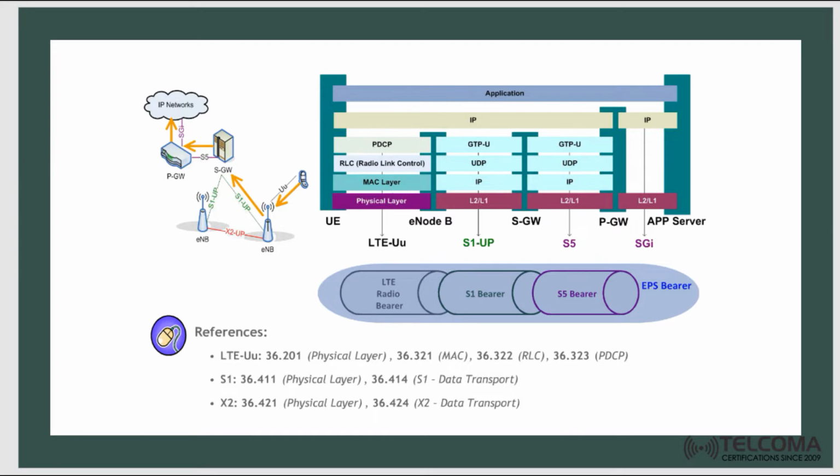This LTE radio bearer then communicates in a similar fashion to the S1 bearer, and the S1 bearer communicates with the S5 bearer, that is from S gateway to packet gateway, and it is the combination of these three bearers, that is LTE radio bearer, S1 bearer and S5 bearer, that is called the EPS bearer. This EPS bearer is the bearer which carries the user plane or user data over this LTE network from end to end.